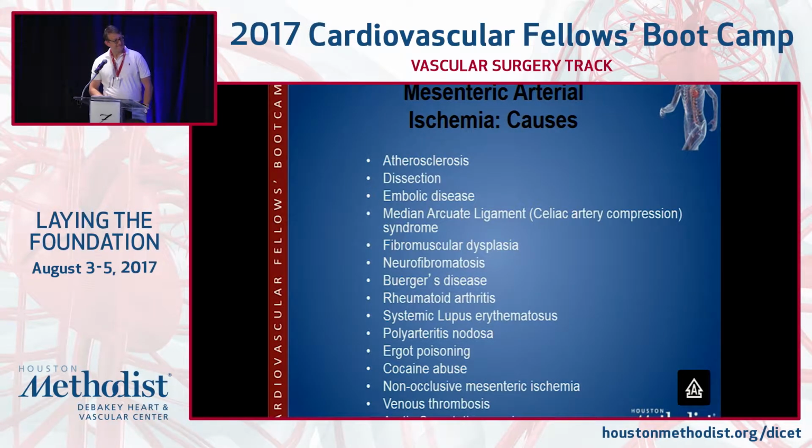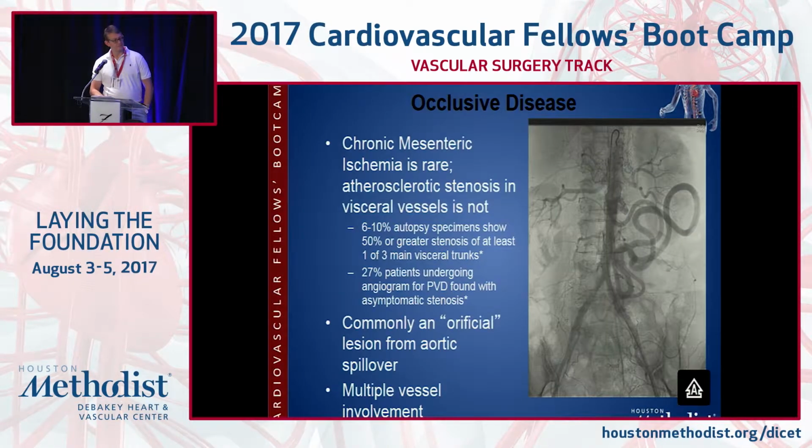If you look at mesenteric ischemia, there are all sorts of etiologies, but by and large, 90 to 95% of it will be atherosclerosis, the top one. But there are a whole host of disorders and pathology that can end up causing mesenteric ischemia. Chronic mesenteric ischemia as a clinical diagnosis is rare, but atherosclerosis and stenosis of vessels is actually not rare at all.